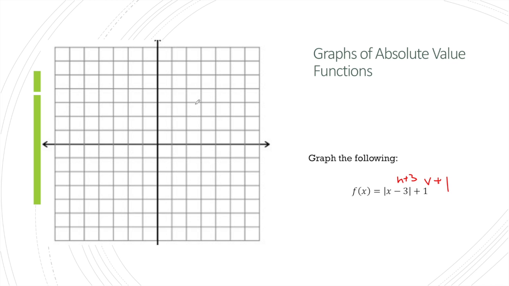So I can already tell from my original equation what it would have been. I'm going to be moving up 3, to the right 3, and up 1. So I suspect this is going to be my new vertex. Let's go ahead and figure out some values to see if my hypothesis is right. So I'm going to look at when x is 1, 2, 3, 4, and 5.